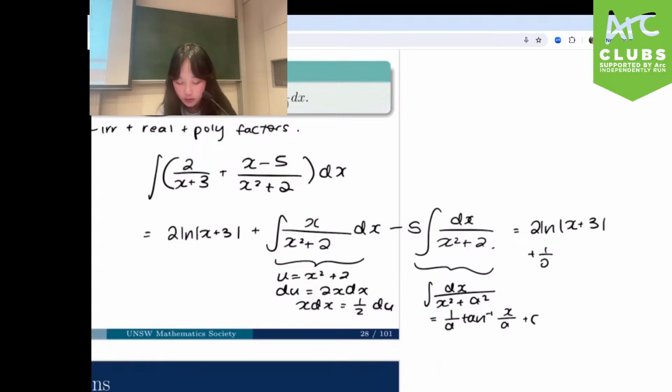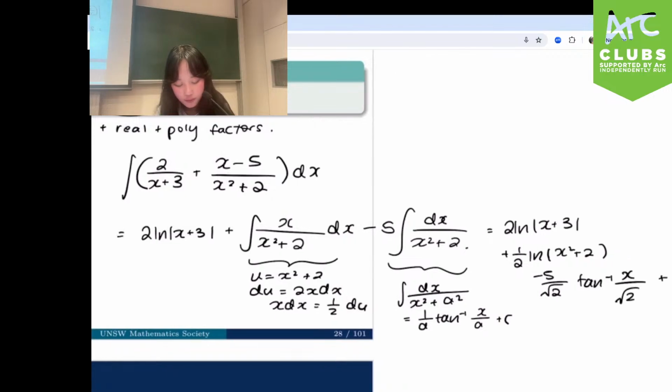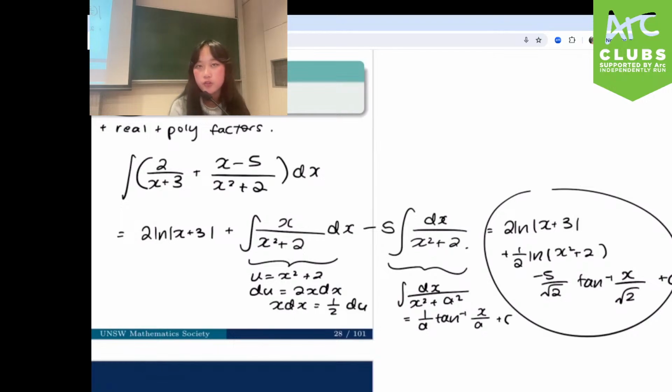So the second thing is also a log. And the last thing is a tan inverse. So our a here is root 2. So it's minus 5 on root 2, tan inverse x on root 2 plus c. And this is our final integrand.